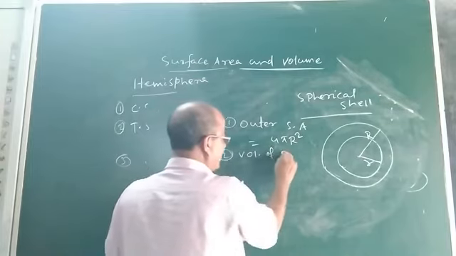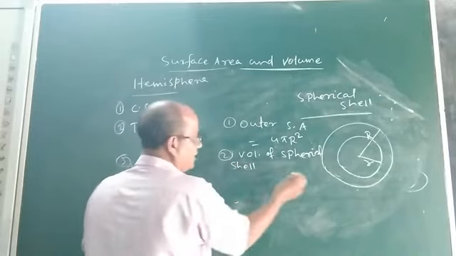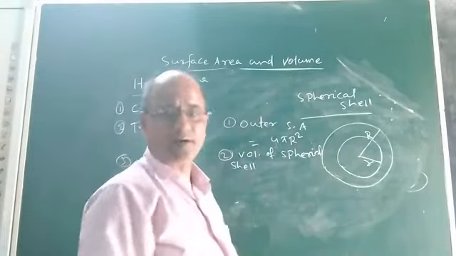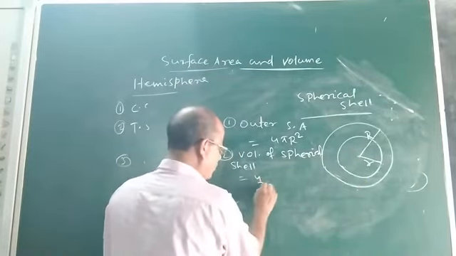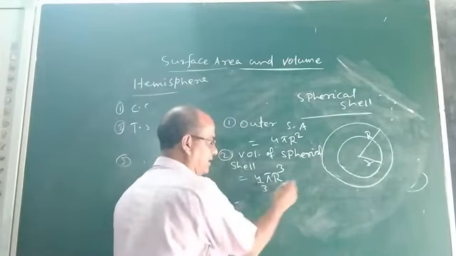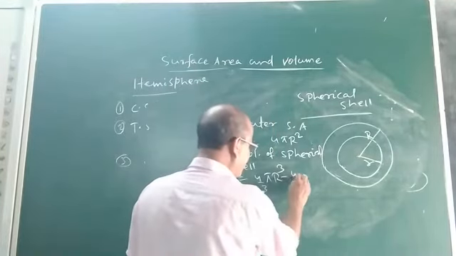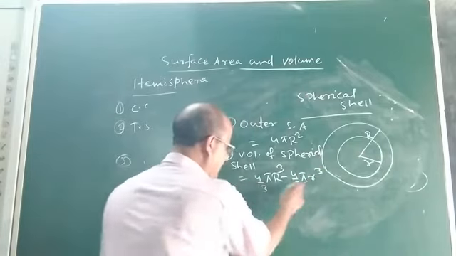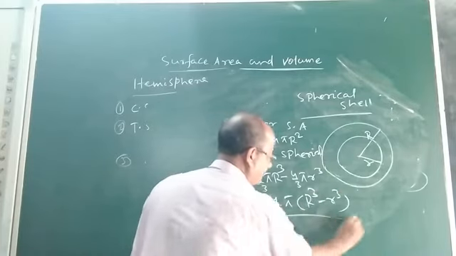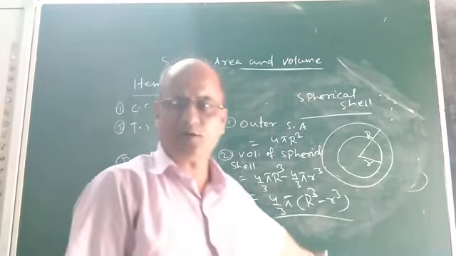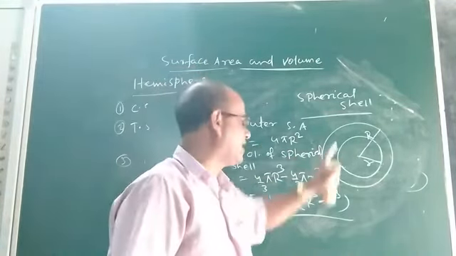So volume of spherical cell will be equal to the volume of the outer sphere. What is the radius of the outer sphere? Capital R. So the volume of the outer sphere will be 4 by 3 pi capital R cube. What will be the volume of the inner sphere? 4 by 3 pi small r cube. So take the difference. Now you take common 4 by 3 pi, it will be capital R cube minus small r cube. So this is the formula to be used to find the volume of your spherical cell.